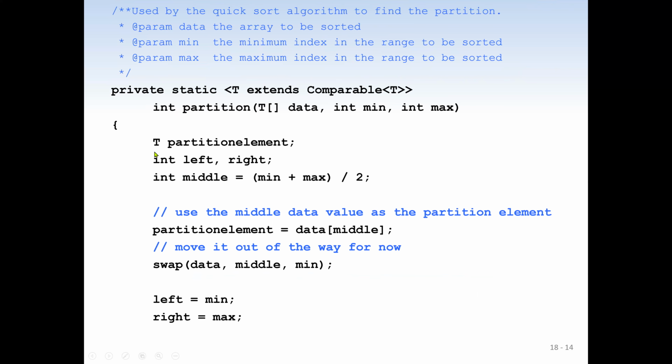So here we have generic type T, partition element. We have int left and right. Then we have the middle. Middle is always min plus max divided by 2. Now we are going to use the middle value as the partition element. So we assign data[middle] to partition element. Then we move it out of the way for now. So we are going to swap the middle and the min. Then we assign the min to left and also the max to right.